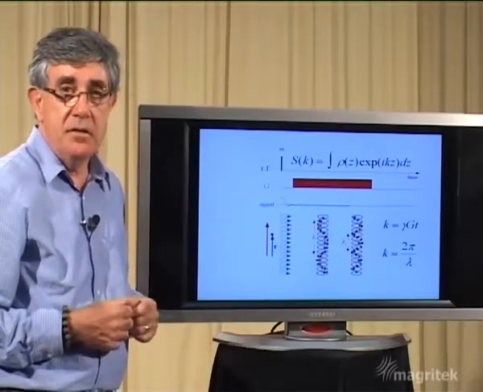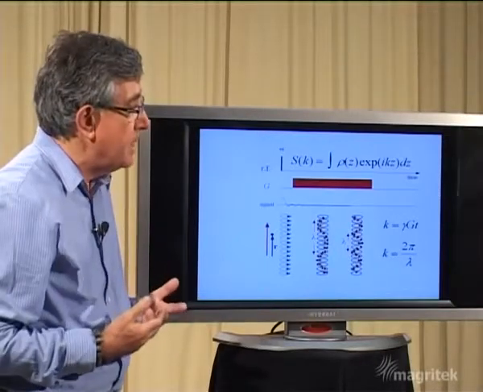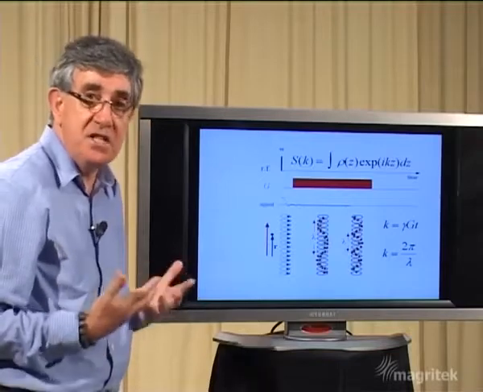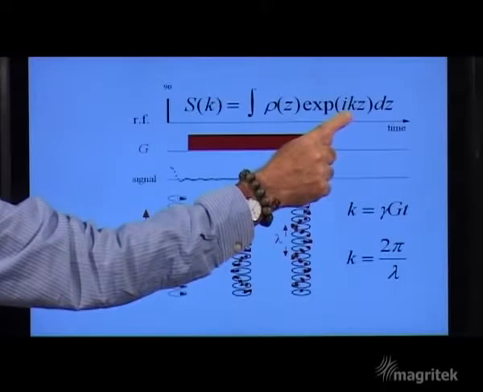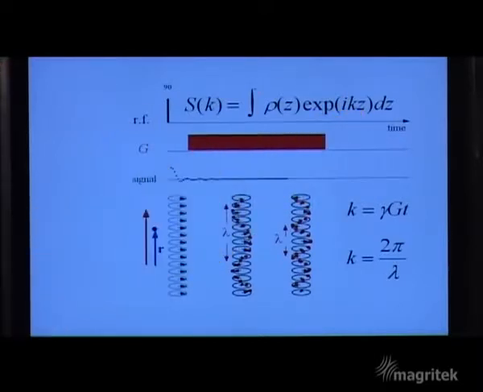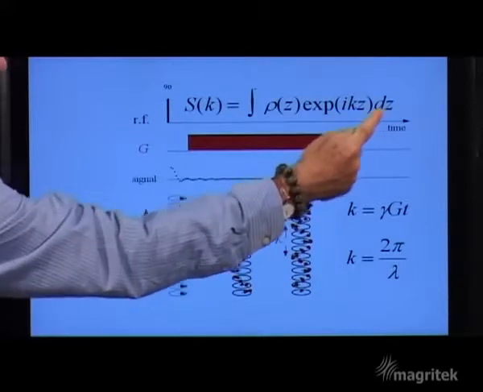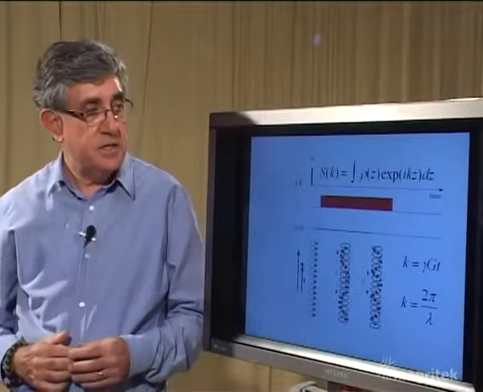And for each of those sets of spins at different positions, they've got their own special phase factors. The phase factors that are related to where they are on that particular helix. And here I'm using the k-space notation to write the phase factor. So the phase factor is a product of the wave vector k and the position z. So what we have here is an integral which sums up all the contributions of the nuclei, allows for how many there are at every different position, and allows for their different phase factors.